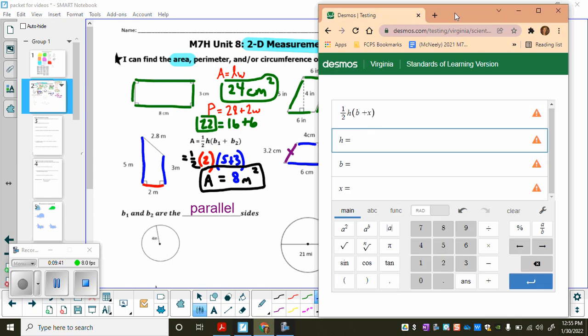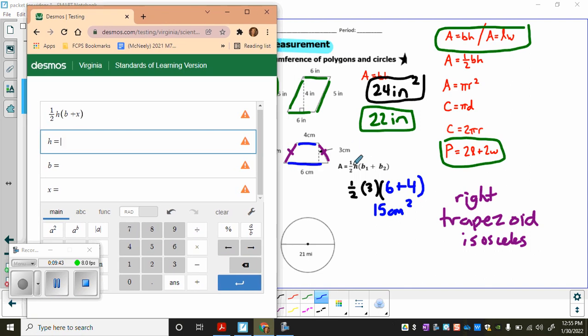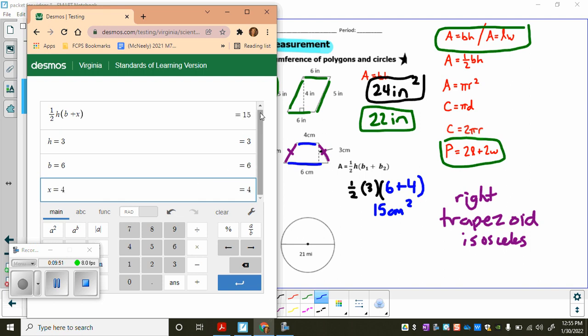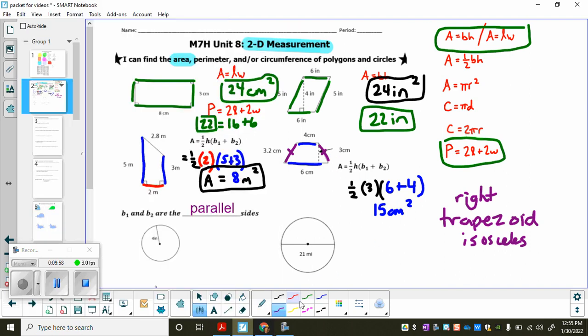But just to point it out to you, again, if you have the height here, we said the height was a 3. The first base was a 6. And the other length was a 4. So again, we can see the answers agree. That's 15 square centimeters for the area.